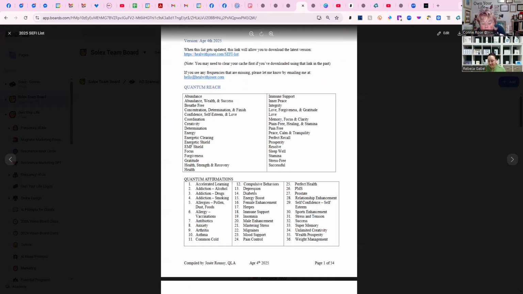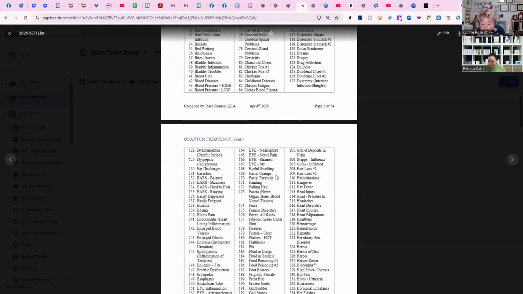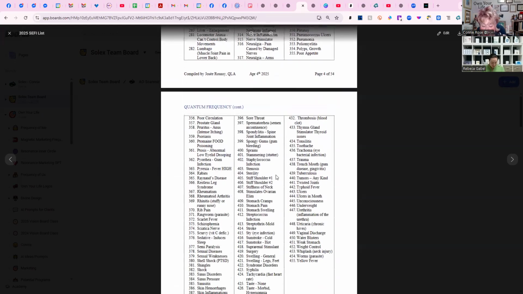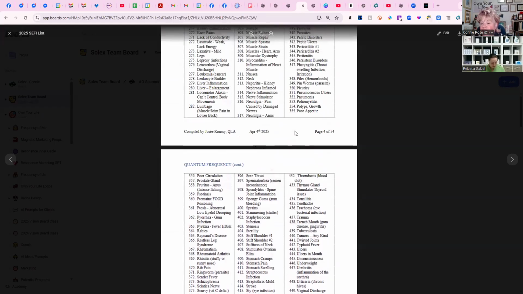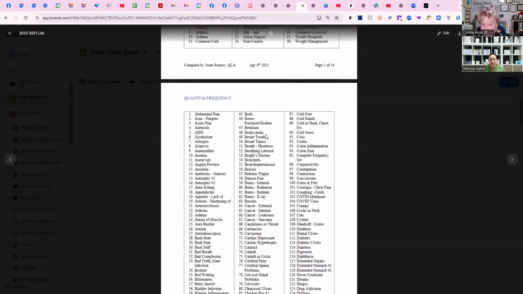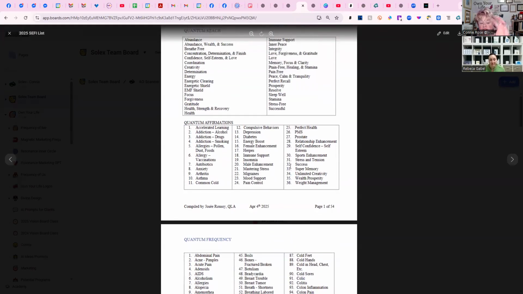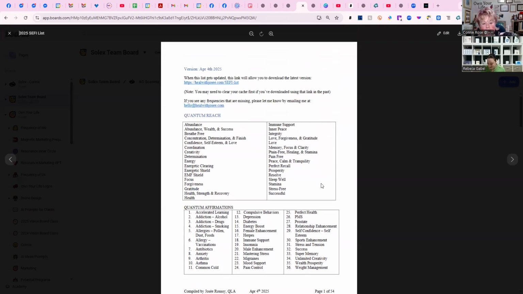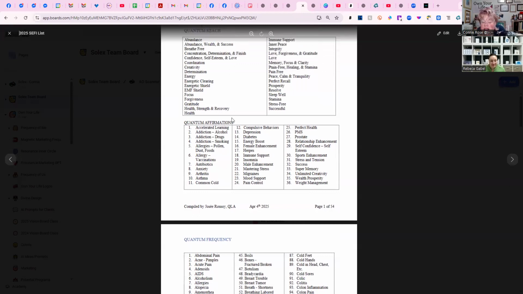And then you look at quantum affirmations, which deals with the physical. In quantum affirmations, we have, let me look, 455 physical things that are going on. Oh no, this is quantum affirmations. Then it goes into quantum frequency. The first page has addiction. Who do you know that's dealing with addictions? Everybody knows someone dealing with addictions.